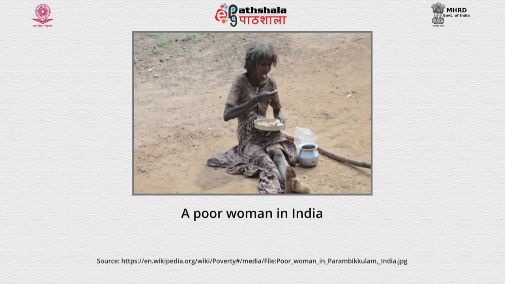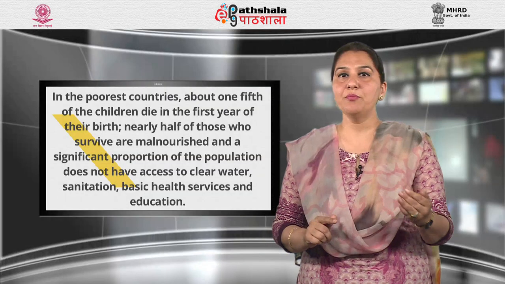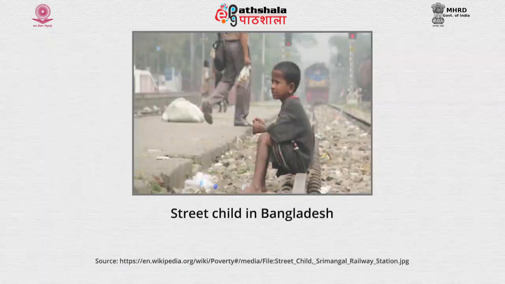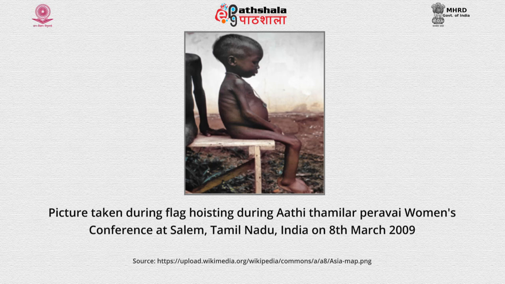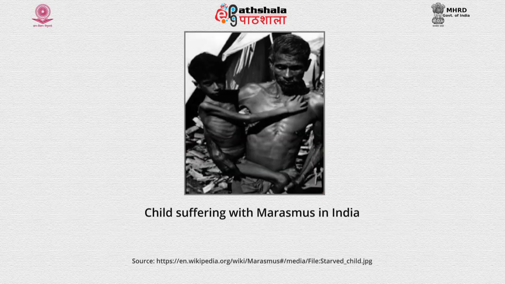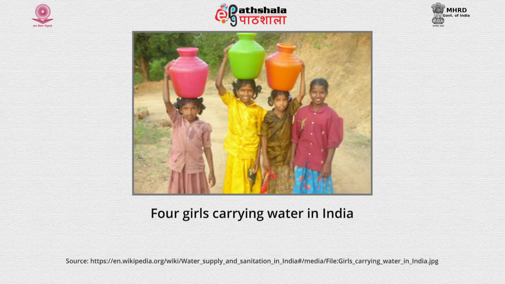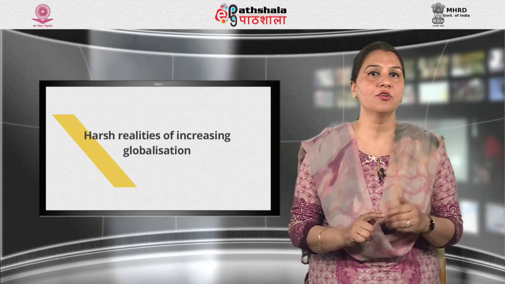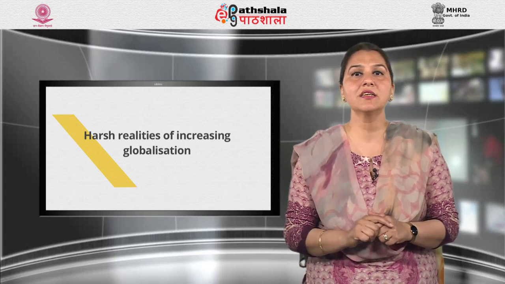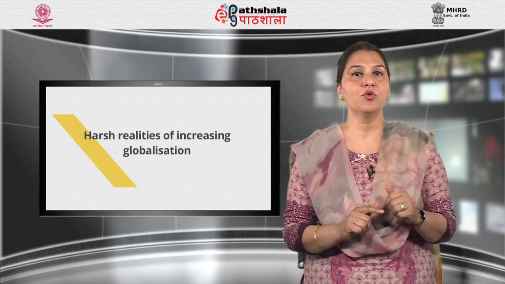Thus, on one hand, while we witness rapid economic growth and prosperity in some regions, there are more than a billion people who continue to live in poverty without purchasing power of less than a dollar in a day. In the poorest countries, about one fifth of the children die in the first year of their birth. Nearly half of those who survive are malnourished, and a significant proportion of the population does not have access to clean water, sanitation, basic health services, and education.